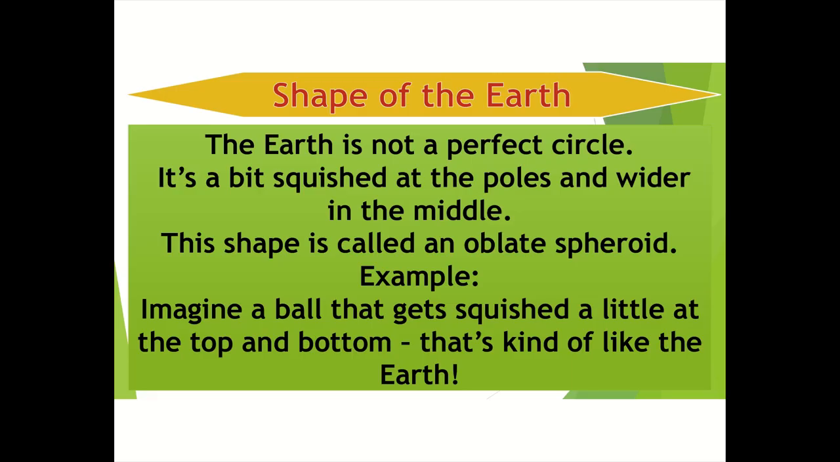Shape of the Earth. The Earth is not a perfect circle. It's a bit squished at the poles and wider in the middle. This shape is called an oblate spheroid. Example, imagine a ball that gets squished a little at the top and bottom. That's kind of like the Earth.